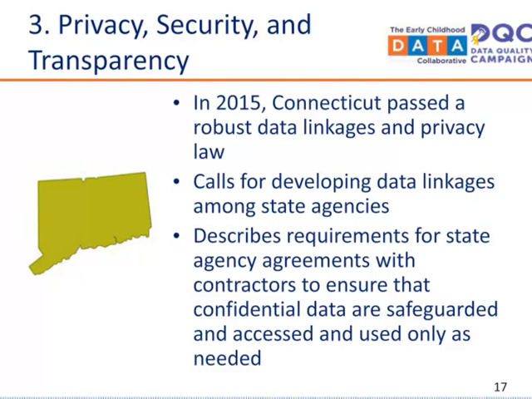One way to address privacy and security is through legislation. DQC has been tracking state legislation regarding student data privacy for a number of years. One example of state legislation regarding privacy and data linkages is from Connecticut. In 2015, Connecticut passed a robust data linkages and privacy law. It calls for developing data linkages among state agencies, and it also describes requirements for state agency agreements with contractors to ensure that confidential data are safeguarded and accessed and used only as needed.